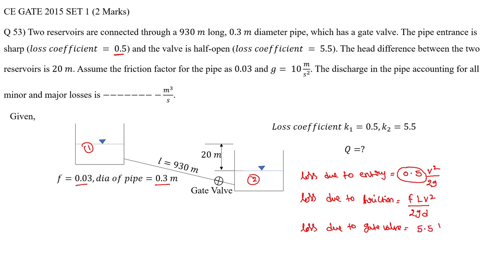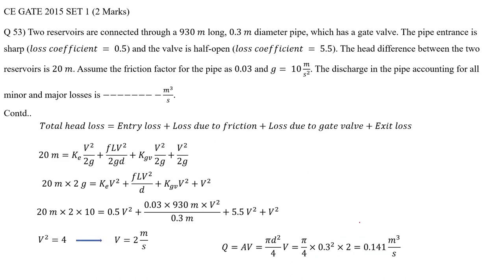5.5 V square by 2g, and the loss due to exit, V square by 2g. Correct. Now let's sum all these losses and equate them to the total head loss.